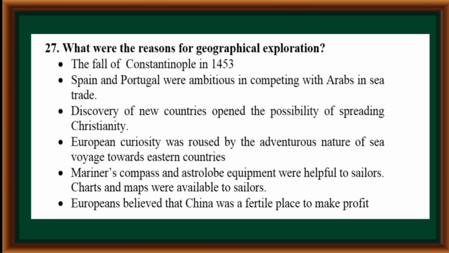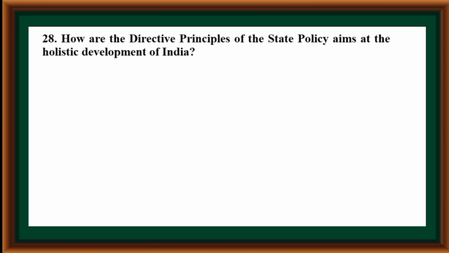Mariner's compass and astrolabe equipment were helpful to sailors. Charts and maps were available to sailors. Europeans believed that China was a fertile place to make profit.